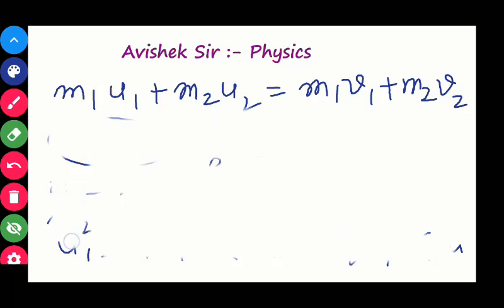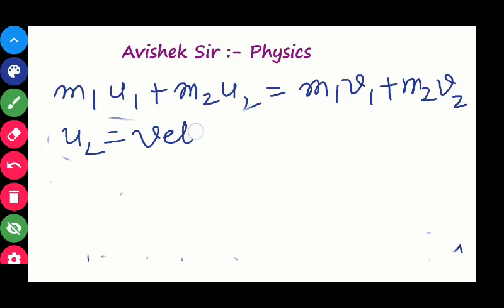Now for the next parts, we have written what m1 is and what m2 is, and we have described u1 also. Now what is u2? u2 is the velocity. It's not the velocity actually, it's the initial velocity, right? It's the initial velocity of the bullet.